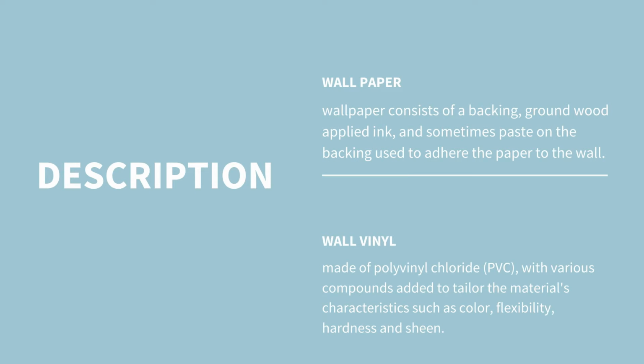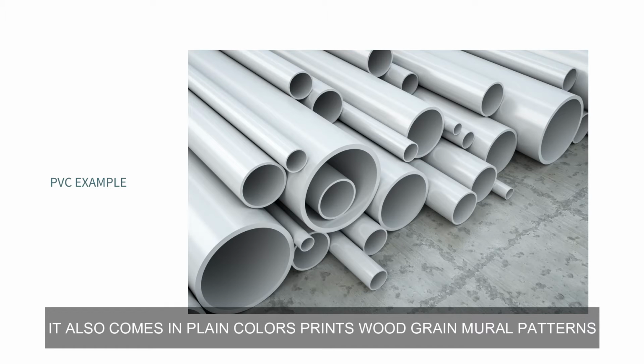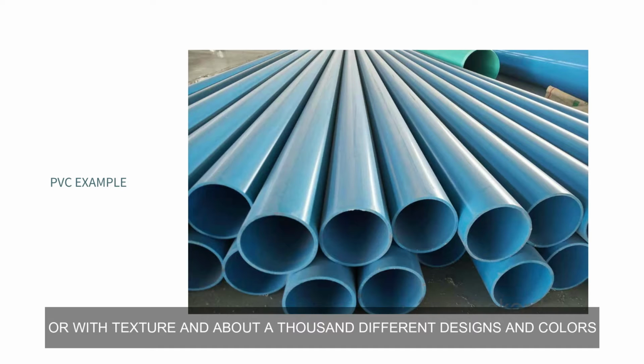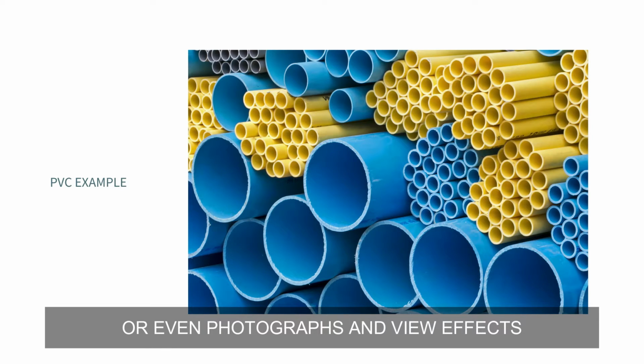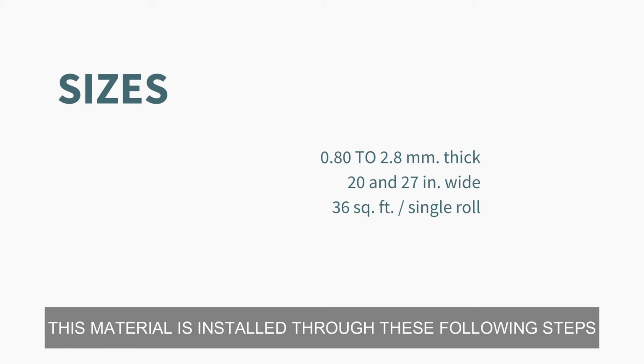Then we have the wall covering. Wall covering is just similar to wallpapers. It also comes in plain, colors, prints, wood grain mural patterns, or with texture, and about 1,000 different designs and colors, or even photograph and view effects. This material is installed through these following steps.